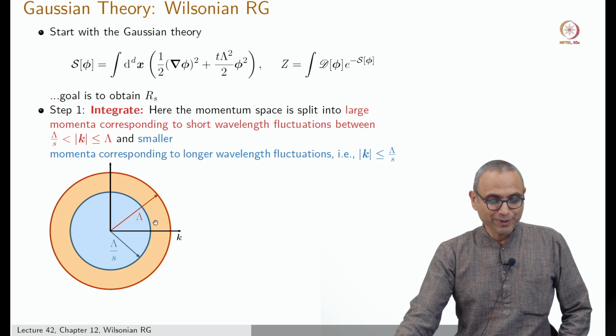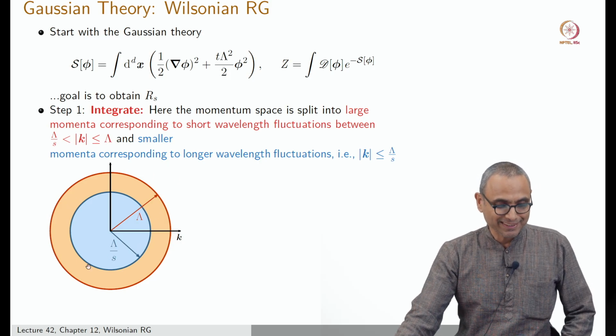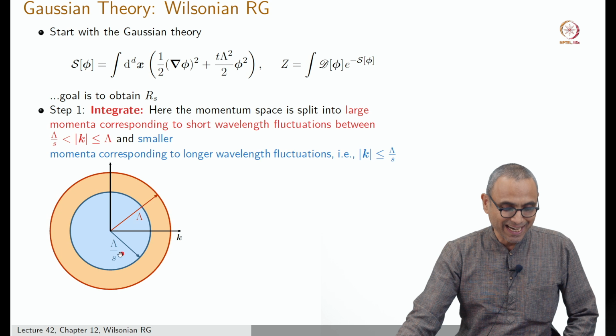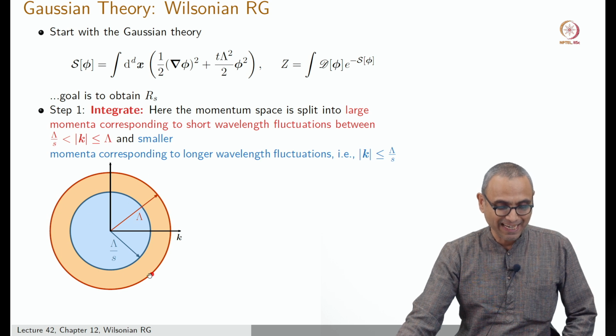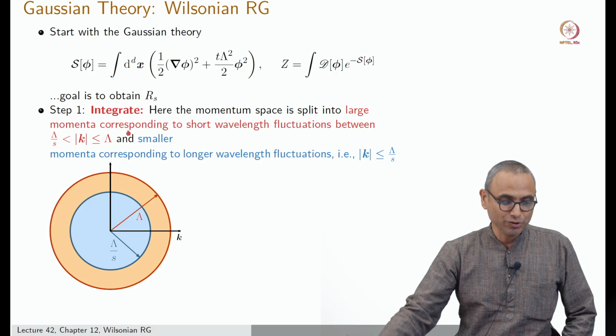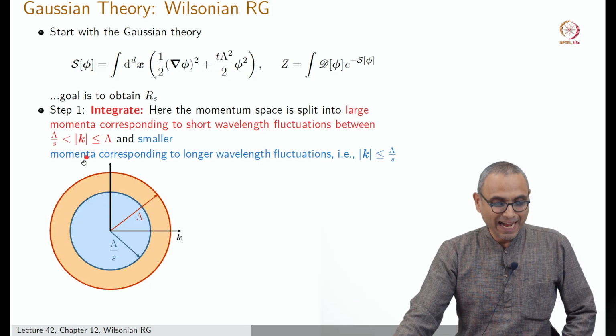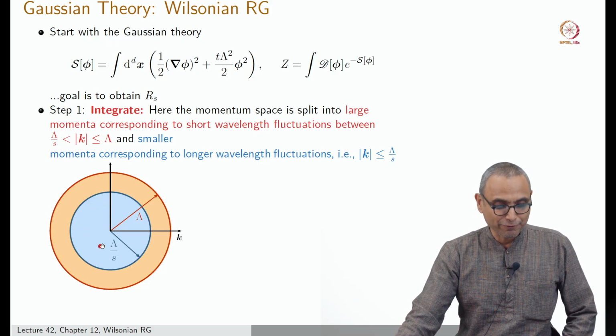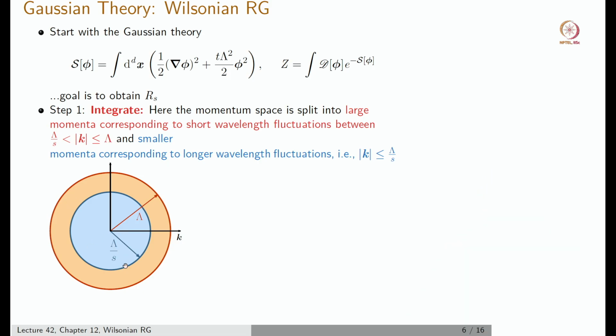Now what we are going to do is take the modes that are lying between lambda by s and lambda. That is this light orange color. Those are the short wavelength modes, and we are going to separate them from the longer wavelength modes whose momenta are less than lambda by s. So how do we achieve this mathematically?